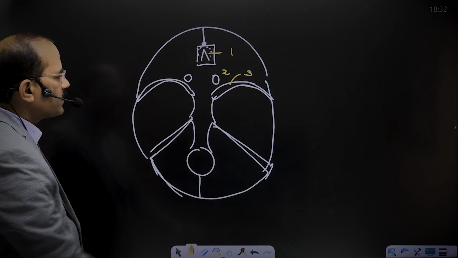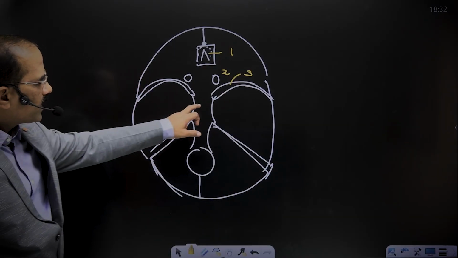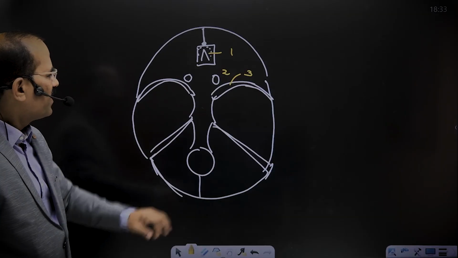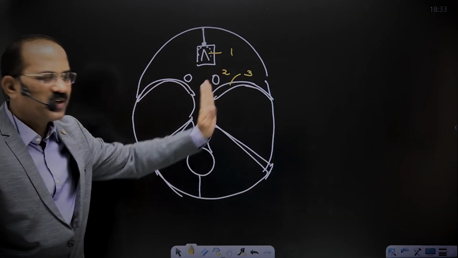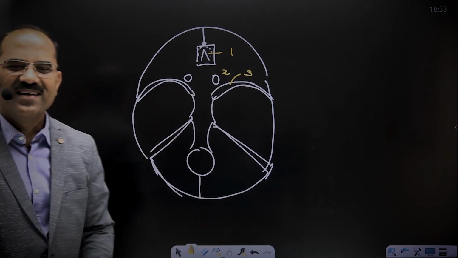Clear? That's the lesser wing of sphenoid. That's the petrous part of the temporal bone. That's the pituitary fossa. The pituitary gland lies here, the sella turcica. What is this, students? That's the greater wing of sphenoid, right? We're looking from inside the skull. That's the greater wing of sphenoid.